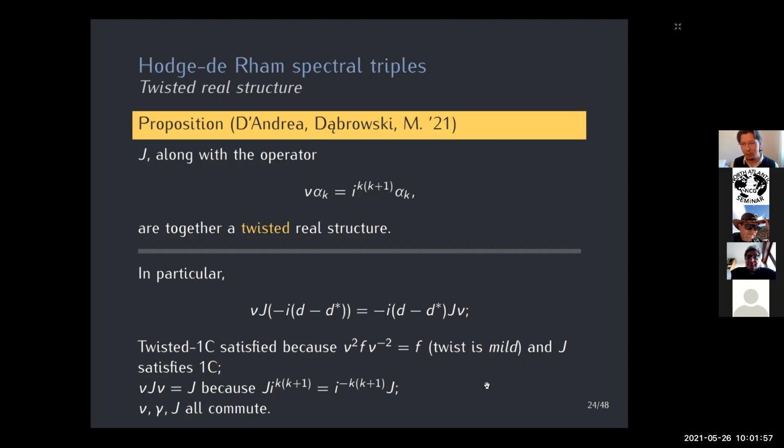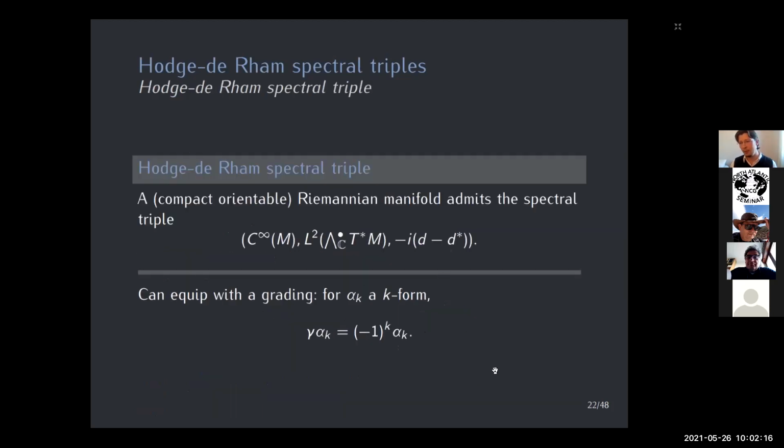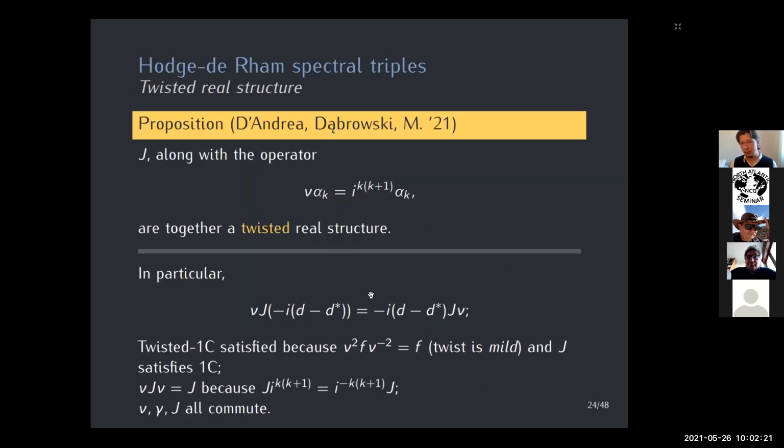We also computed explicitly for the example of the torus. And we found that there's no real structure. When I say real structure, I mean in the traditional real spectral triple sense that I gave before. There's no real structure that implements the Hodge condition on the Hodge-Dirac spectral triple for the torus. But as we already showed, a twisted real structure does exist and can be found.